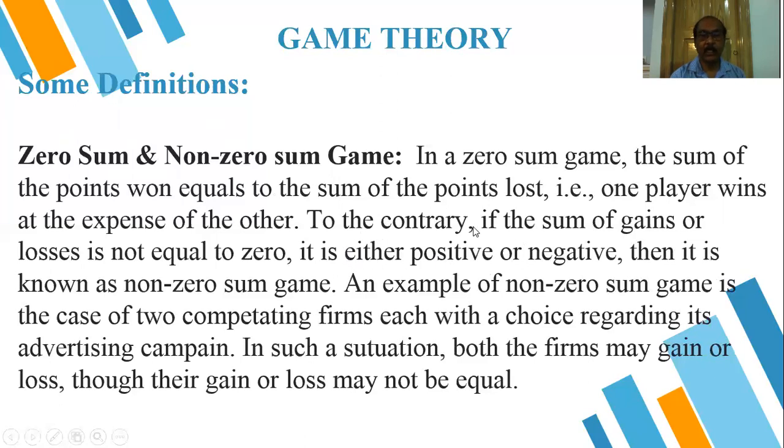We can see this in the advertising market when they promote their product using advertisements, and their difference may be positive or negative. An example of a non-zero sum game is the case of two competing firms, each with a choice regarding its advertising campaign. In such a situation, both firms may gain or lose, though their gain or loss may not be equal. That's why this type of game is a non-zero sum game.